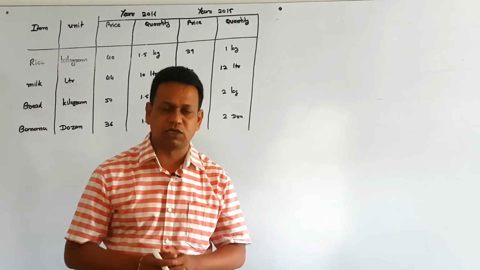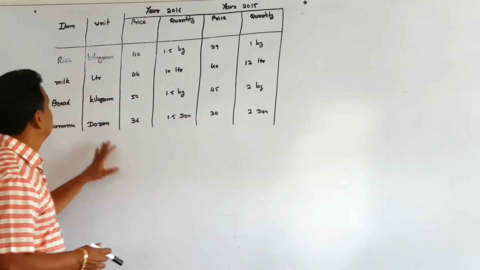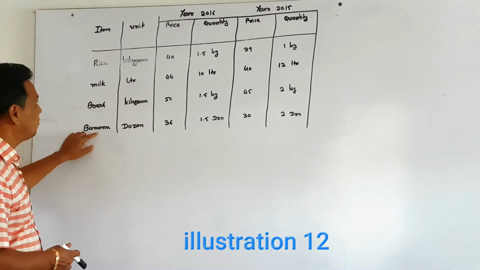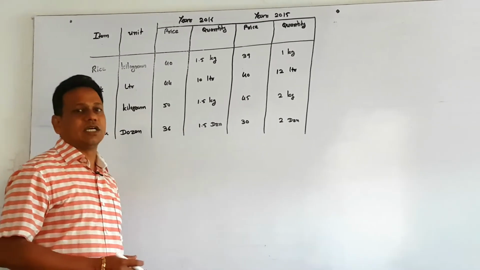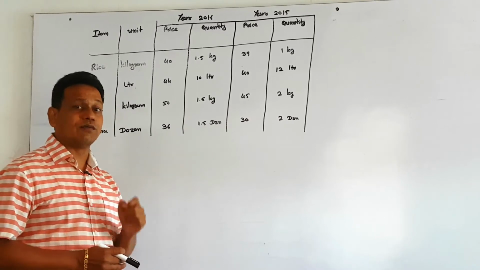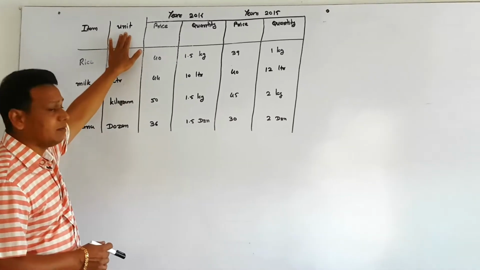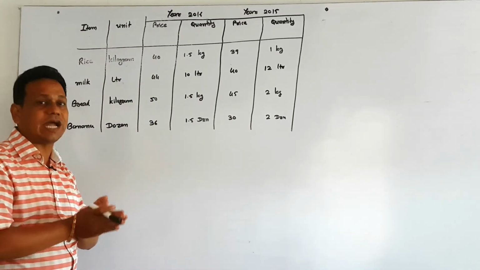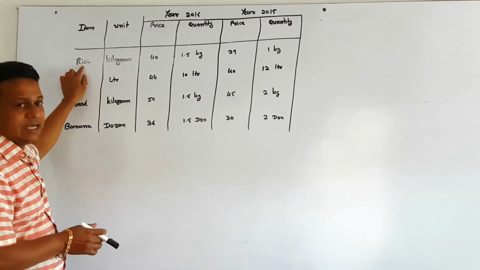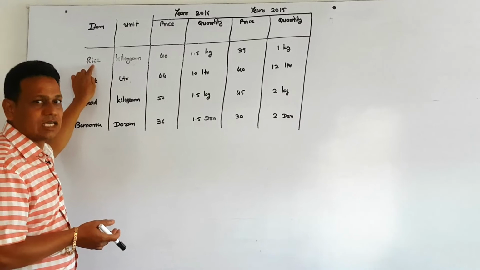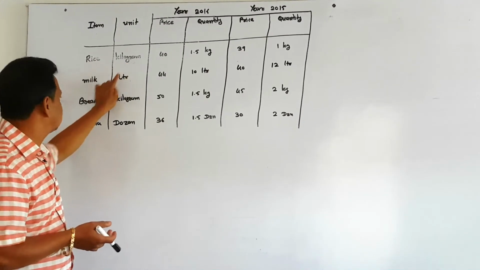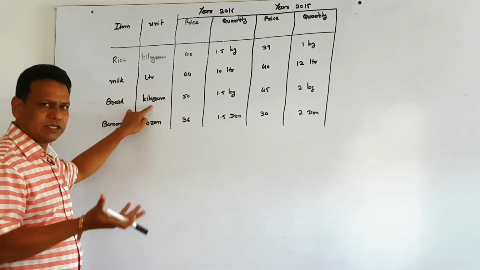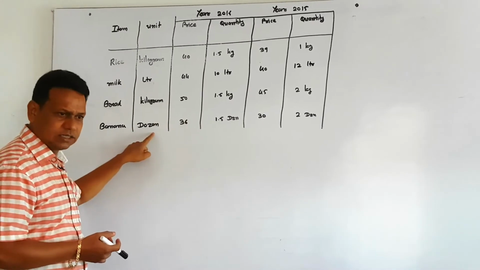It is illustration number 12. I have written it on the board. The first column is of items. The first items are rice, milk, bread, banana. As per our discussion in theory, whenever a column of unit is available, the unit always mentions in which kind of unit things are sold. So here they have given rice, and everyone knows that rice is always sold in kilograms, milk always in liters, bread in kilograms or sometimes in packets, banana in dozens.